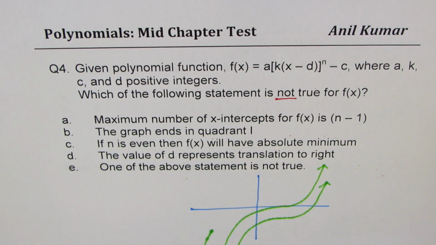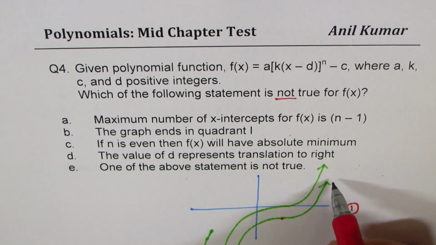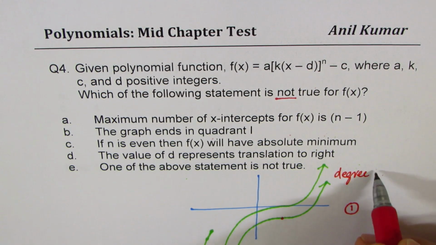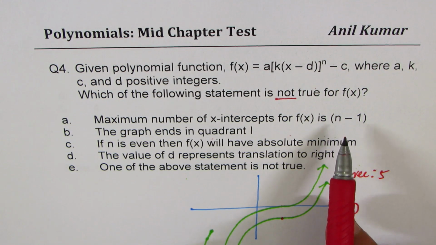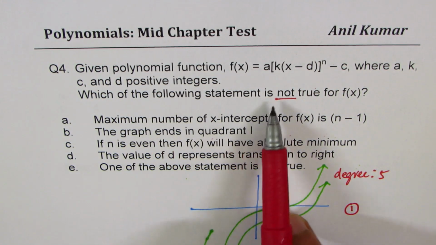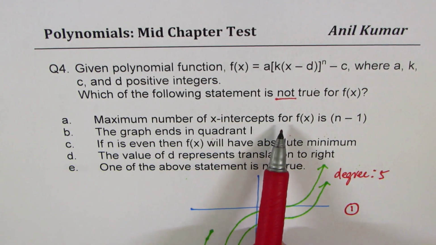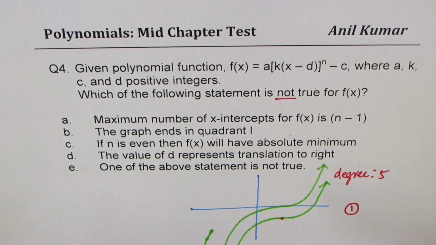This is minus here. So in that case, what do you notice? Now d is positive means moving to the right. So we are expecting that point of inflection to move down somewhere, and in each case we have only one turning point in this particular case. Is that okay? Let us say the degree is 5. n minus 1 gives you 4, so that is not correct. So which of the following statements is not true? Maximum number of x-intercepts is n minus 1. So this statement is actually not true.